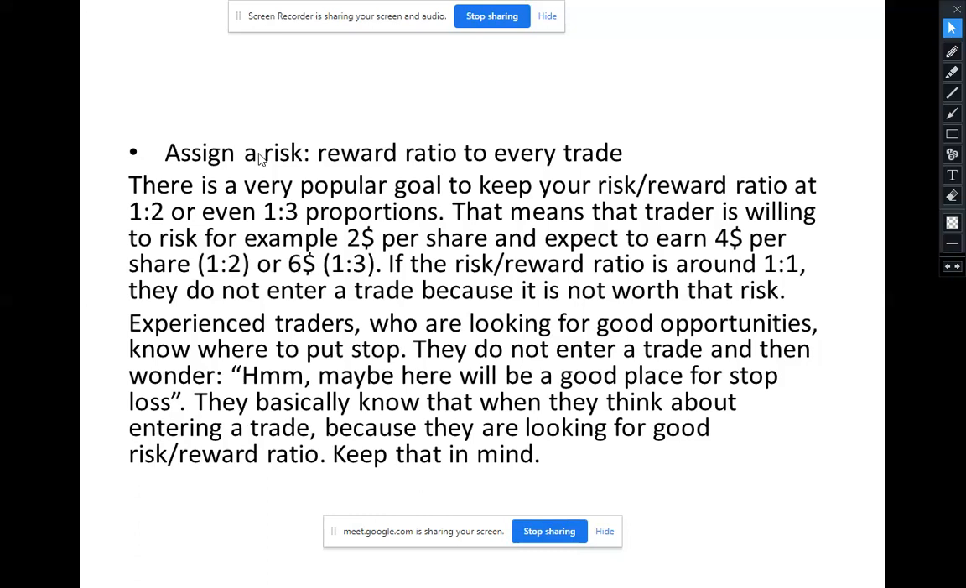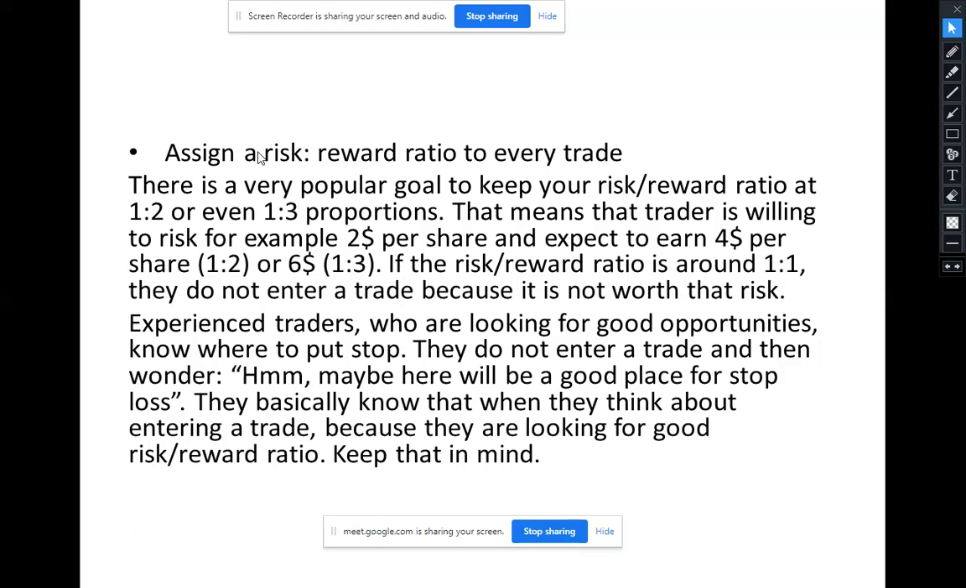So that means the trader is willing to risk, for example, $2 per share and expect to earn $4 per share. That is a 1 to 2 risk reward ratio, or earn $6 per share, that is a 1 to 3 risk reward ratio. Imagine that you risk $2 to earn $4 or $6. So if the risk reward ratio is around 1 to 1, that means you use $2 to earn $2. Okay, so they do not enter a trade because it is not worth that risk.